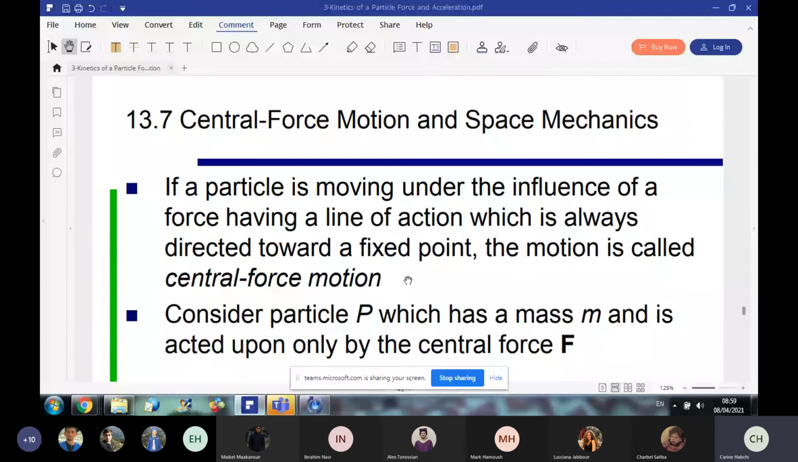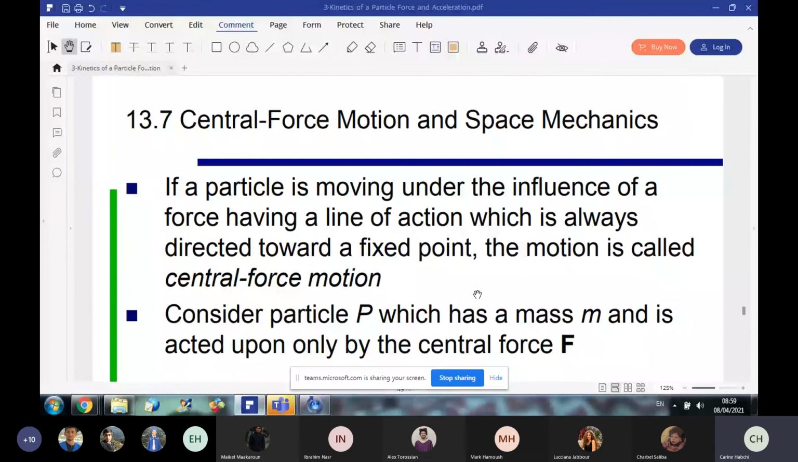So what is the definition of central motion in space mechanics? When we say we have a central force, this means the particle is only subjected to one force during its motion, and this force is always directed towards one point. This is the definition of a central force. Central force is very important in space mechanics because all satellite motion is driven by the equations of central force motion. If a particle is moving under the influence of a force having a line of action which is always directed toward a fixed point, then the motion is called central force motion.